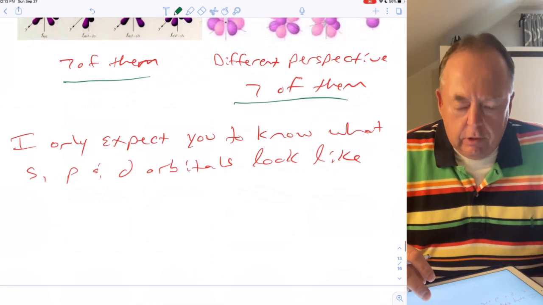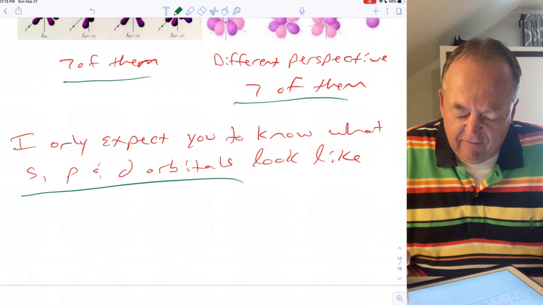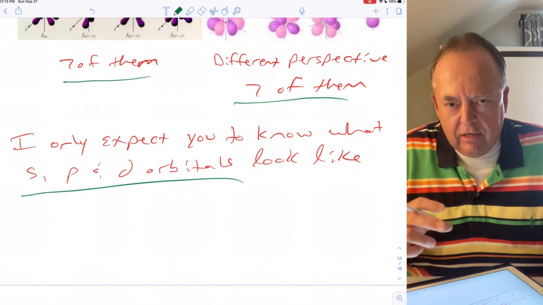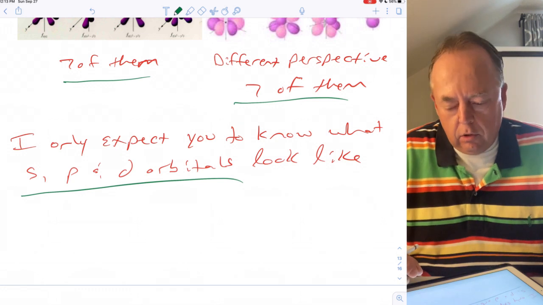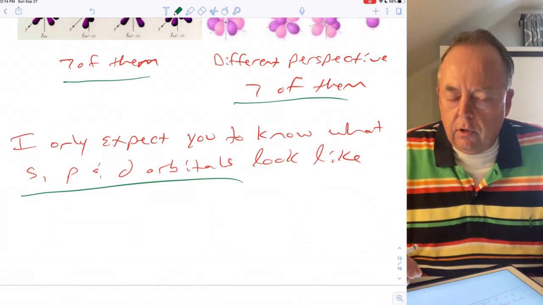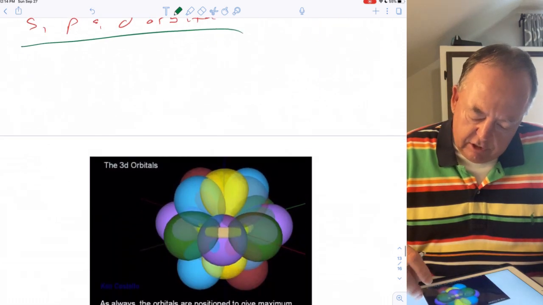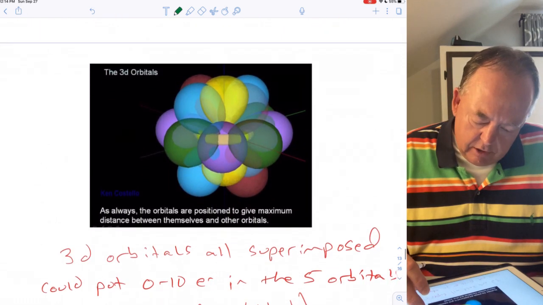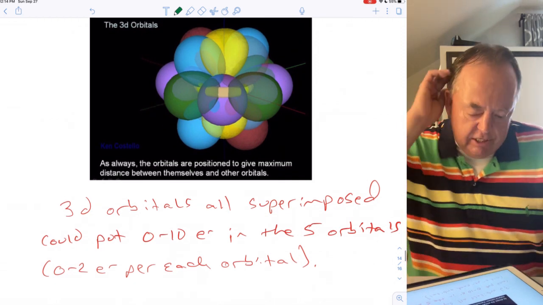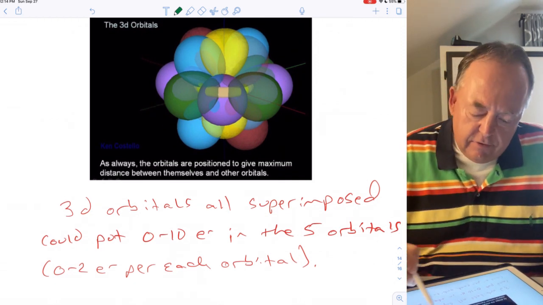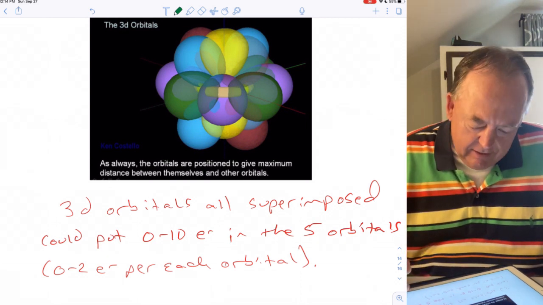I don't expect you to know what f orbitals look like, but I do expect you to know what s, p, and d orbitals look like, and I expect you to know the names of the different orbitals, right? What does dx squared minus y squared look like? What does dz squared look like, for example? Okay, so this is another picture I just Googled. This is probably the best schematic of d orbitals that I've ever seen. So this has all of the d orbitals superimposed on each other. You can see the yellow there is dz squared.